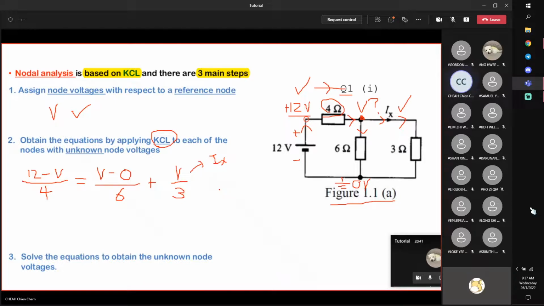And you can see that in circuit analysis, the method is not fixed. You have many basic methods to use, and which one to use depends very much on the particular circuit itself. For this particular question, you can see that using nodal analysis is good because there's only one unknown node voltage. Therefore, you only need one equation. Lastly, just do algebraic manipulations to obtain V, right? So this is to solve the equations to obtain the unknown node voltage. And this is a review of nodal analysis.